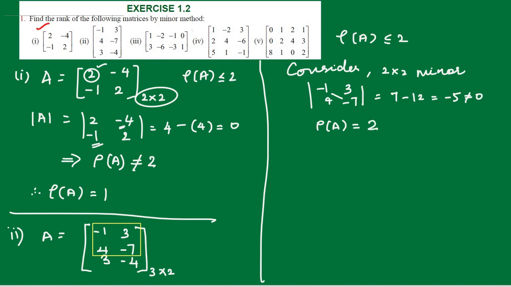Suppose this is equal to 0. Suppose we get 0. Then we go on considering the next minor and check whether the rank is equal to 2 or not. If all the possible minors of the given matrix are 0, then we say there exists one non-zero element in the matrix and the rank is 1. So here for the second question, rank is equal to 2.